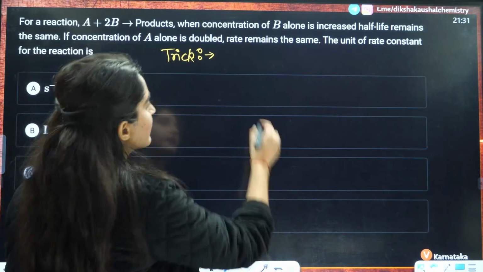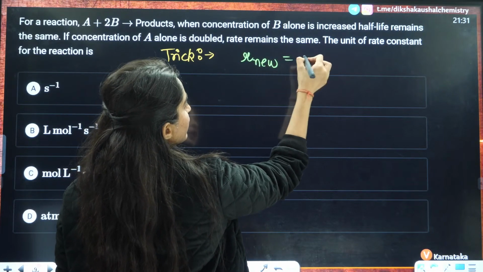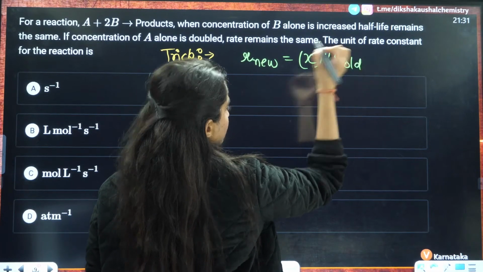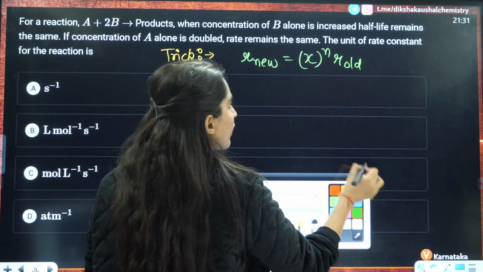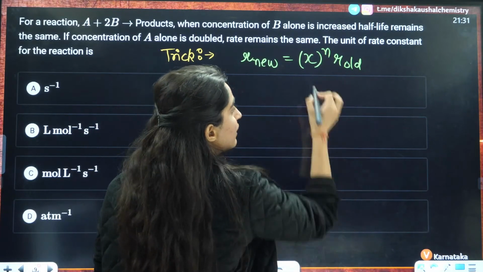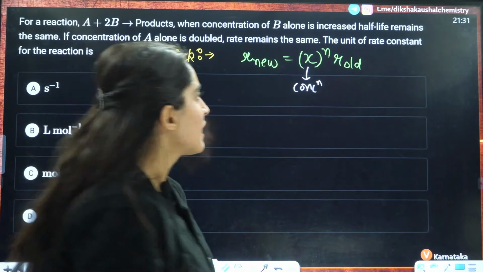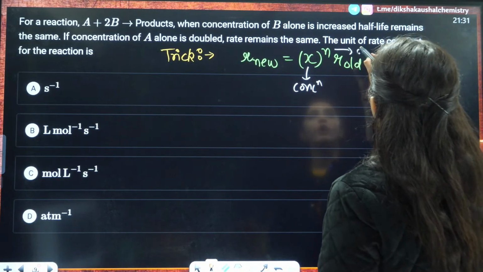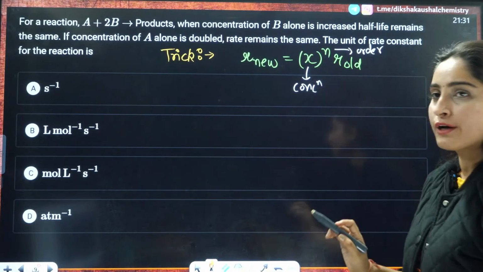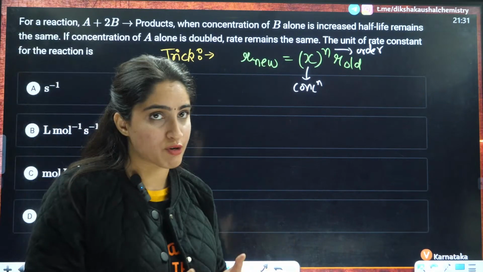So the trick is that the new rate equals x raised to power n times the old rate. Here what is x? X is the factor by which the concentration is changed, whether it is doubled, tripled, right? What you have done with the concentration. And n is the order of the reaction. Now this is the trick that you need to remember. Now I'll tell you how to apply this trick.